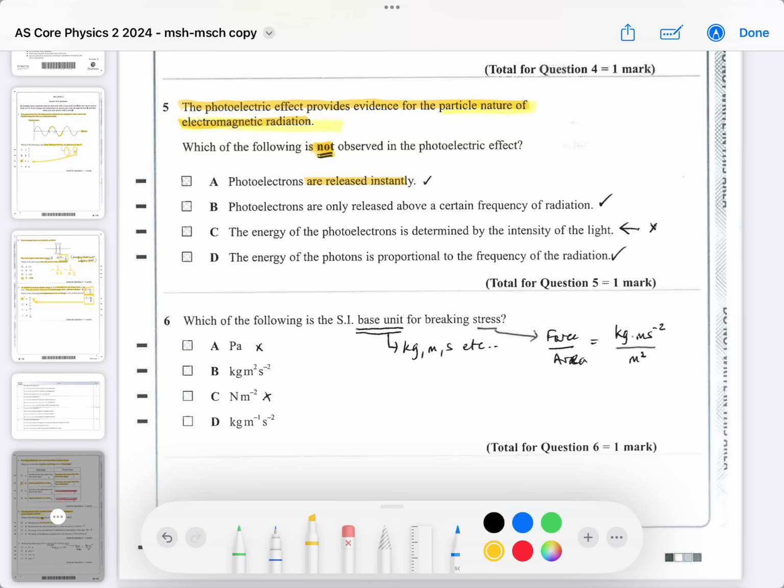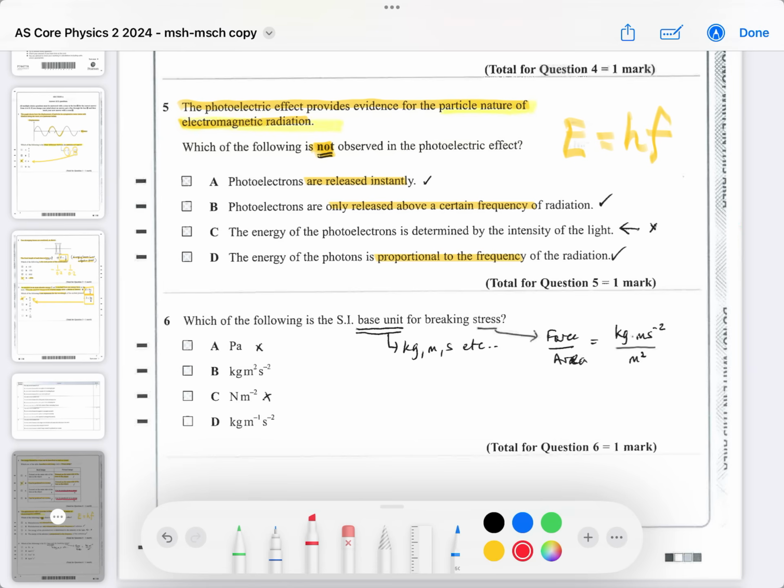And B says photoelectrons are only released above a certain frequency, the threshold frequency. So that's correct as well. And let's go to D, because D is also correct. The energy of photons is proportional to the frequency. That's correct, because energy of photons in joules is equal to Planck's constant times f. Okay? So the only answer it can be is C.